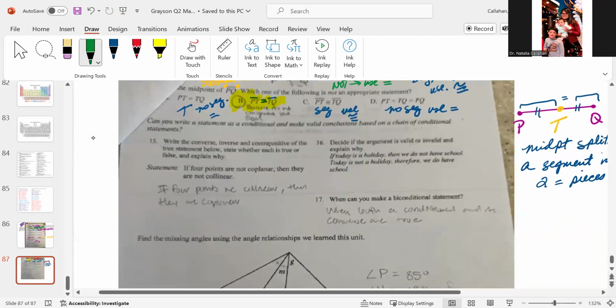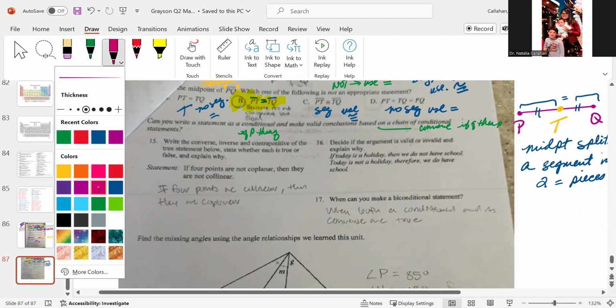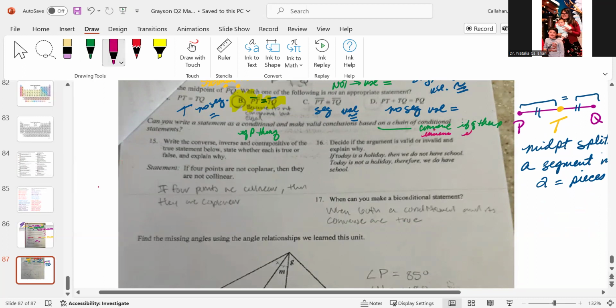Can you write a statement as a conditional? Conditional is if P, then Q. And then make a valid conclusion based on the chain of conditional statements. When it says chain of conditional statements, that means you're going to have to do the converse, so if Q, then P. I like to write everything out just so I know what I'm using. And then you have to do the inverse, so if not P, then not Q.